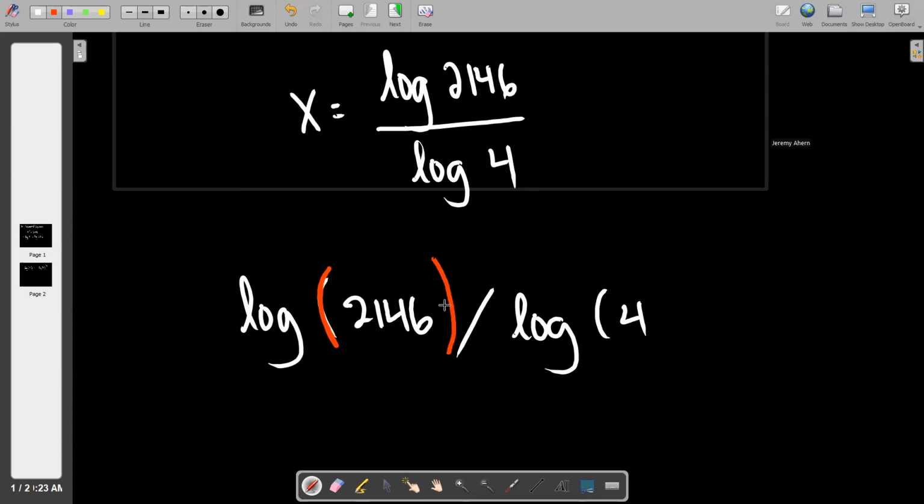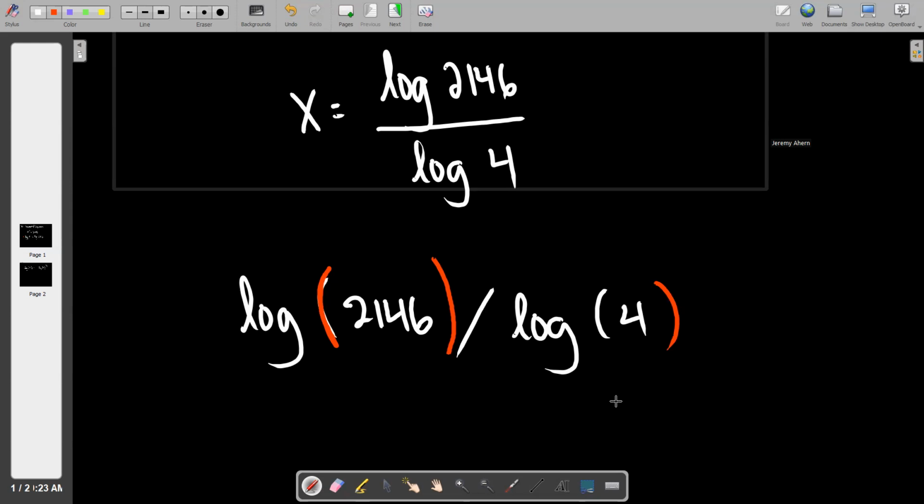So make sure, find your log button, type in 2146, close it with a right-hand parenthesis, and then hit divided by. And then find your log button again, and again it'll open an argument for you. Then just put in 4, close the argument, hit enter. And remember what we said going into this, we knew it was going to be 5 point something. It literally had to be, because 4 to the 5th was too small and 4 to the 6th was too big.